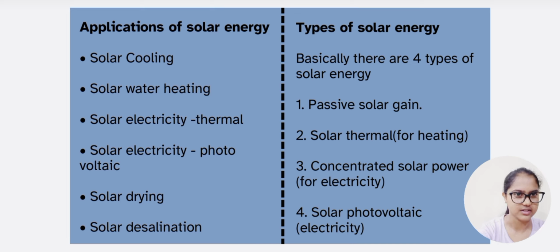Types of solar energy. Basically, there are four types of solar energy: passive solar gain, solar thermal for heating, concentrated solar power for electricity, and solar photovoltaic.